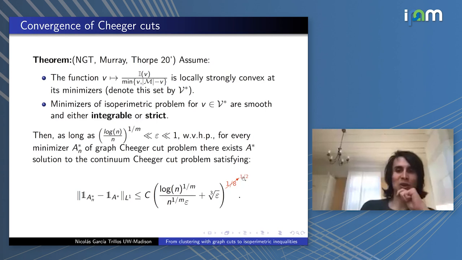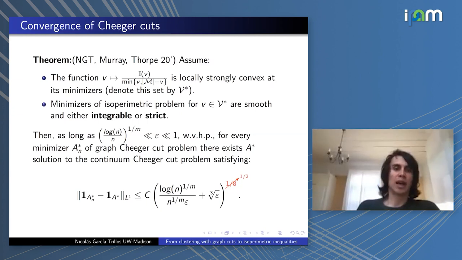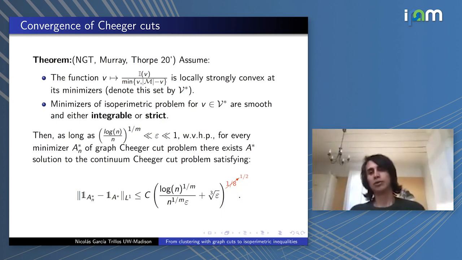Right. Okay. So in our proof, there are some extra factors that come from the fact that we're using the volume constraint and not the Cheeger energy directly. We believe that definitely this 1/8 should really be 1/2. We have some ideas on how to do that.